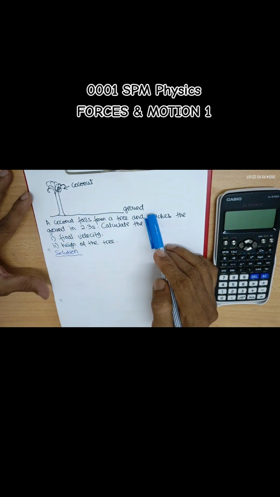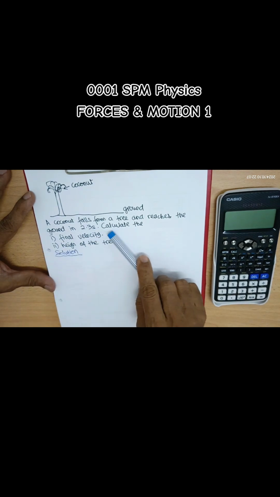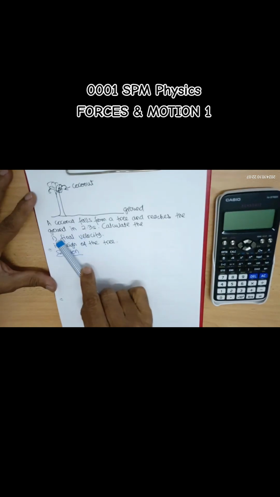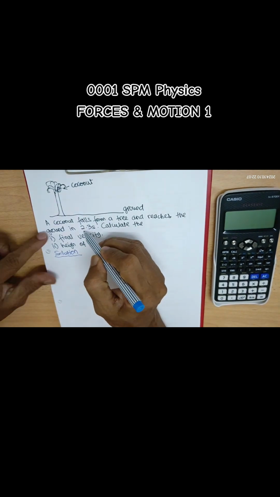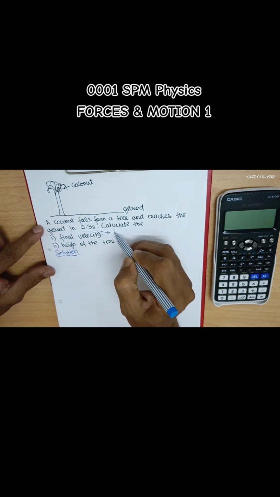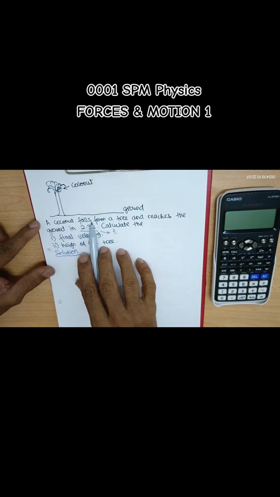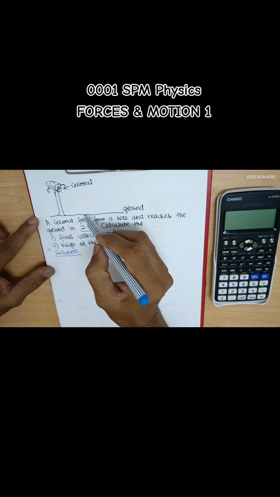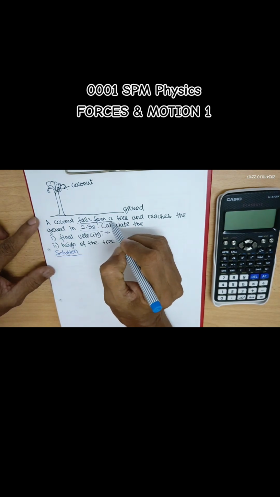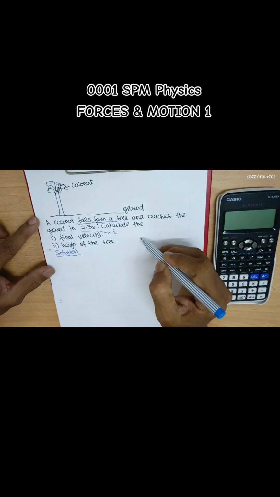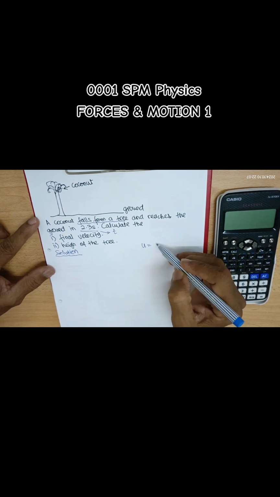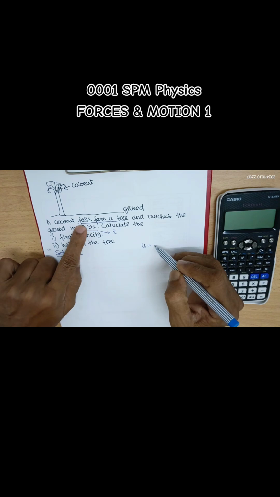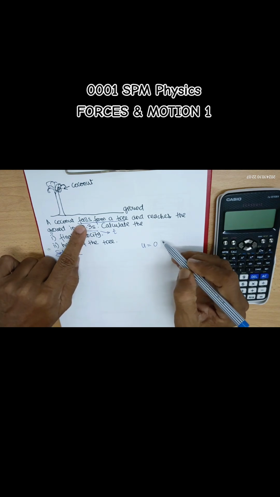So the question is, a coconut falls from a tree and reaches the ground in 2.3 seconds. Okay, this is your time given. The coconut falls from a tree. Anything which falls, we take as the initial velocity, which means the u. This is the initial velocity, u. Since it's falling from a tree, it's 0.